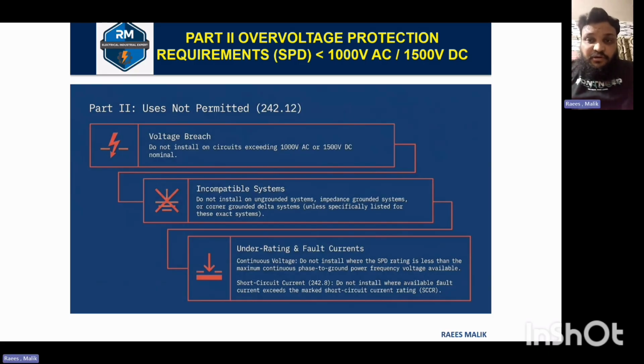An SPD should not be installed where the rating of the SPD is less than the maximum continuous phase-to-ground voltage rating of the system, or for that certain application at power frequency. Furthermore, 242.8 tells us that the short-circuit current rating of the SPD must always be greater than the short-circuit current rating of the system or conductor where it is installed.